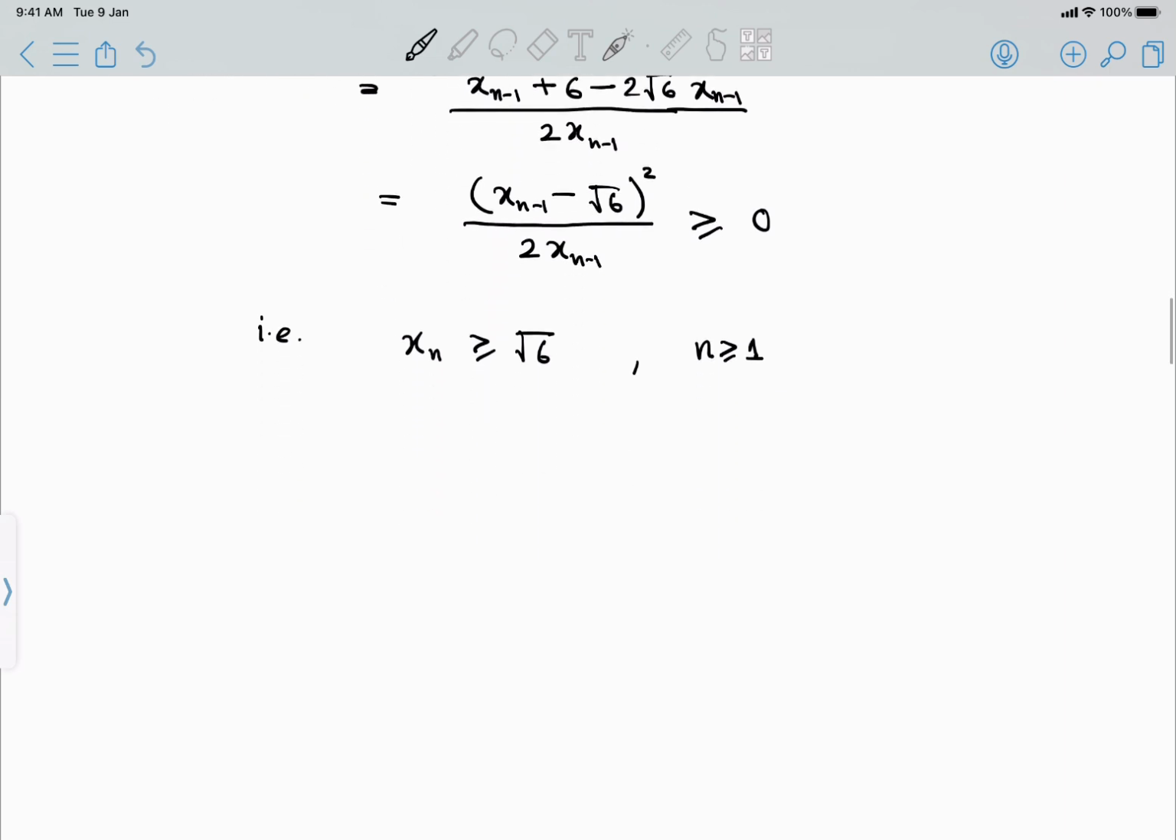Which is the same as x_{n-1} being greater than or equal to root 6 for all n greater than or equal to 2. So basically this says that the sequence x_n is bounded below.